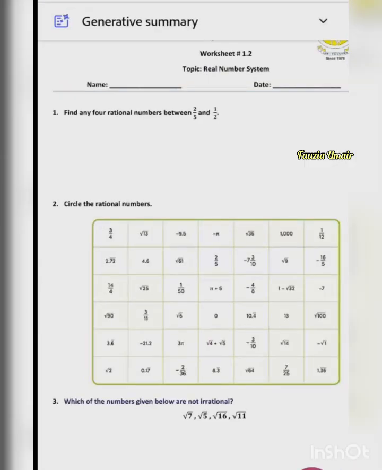All right. This is the worksheet we will be doing together. Later on, I will share this worksheet in the class group also. You can see the first question is: find any four rational numbers between 2 by 5 and 1 by 2. This kind of question can come in the paper as well. You need to write down any rational number between these two fractions. Can anyone tell me how many rational numbers are in between these two fractions?